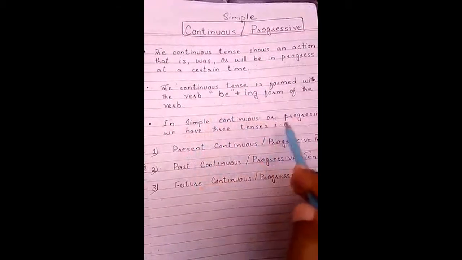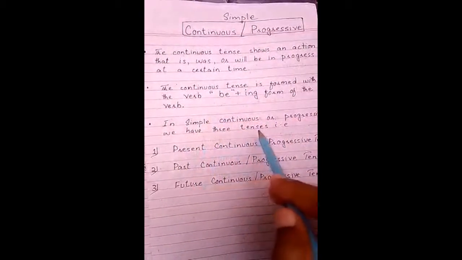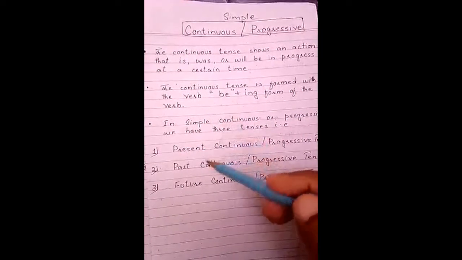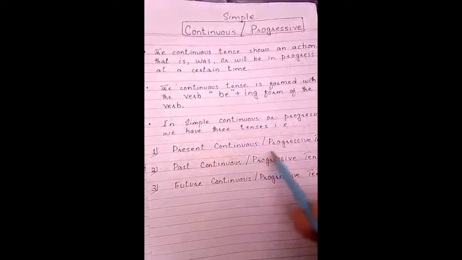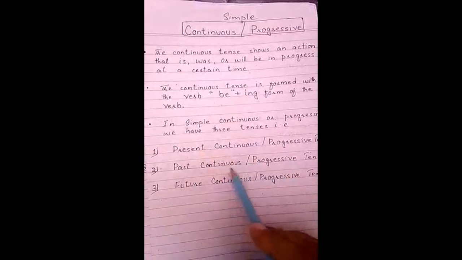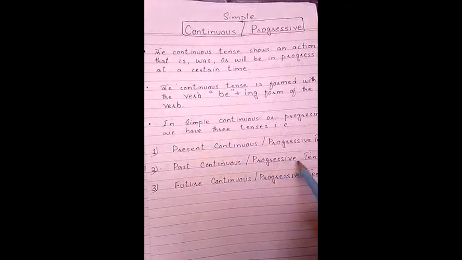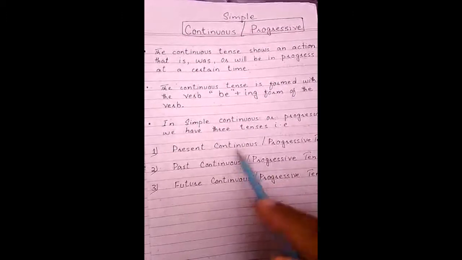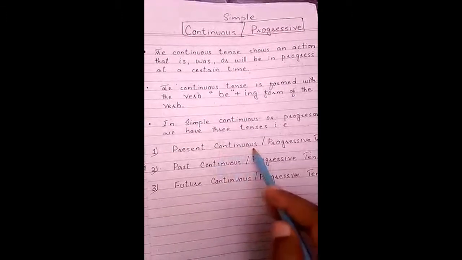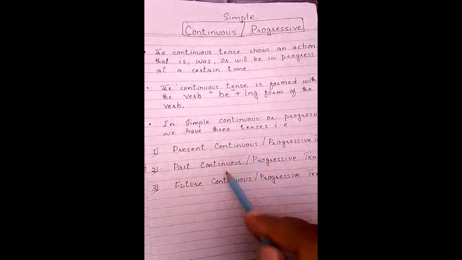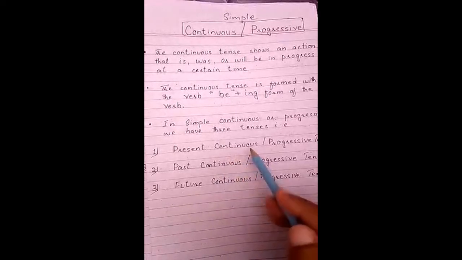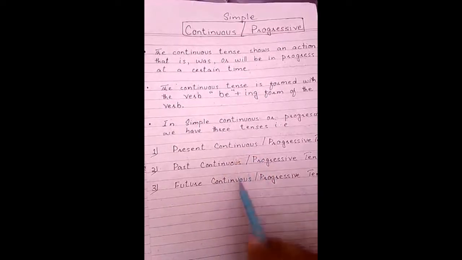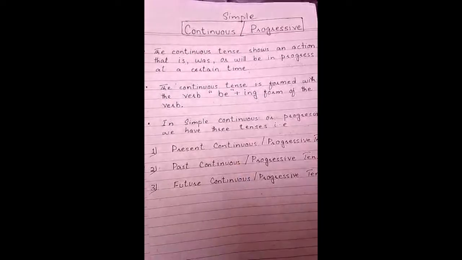In simple continuous or progressive tenses we have three tenses: present progressive or continuous tense, past continuous or past progressive tense, and future continuous or future progressive tense. So one by one I will teach you these three tenses of continuous condition, with their helping verbs and formula.